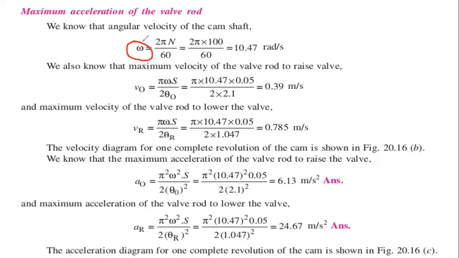So we have the formula omega is equal to 2 pi N by 60. So this is the formula, that is 2 pi N by 60. We have to substitute the N value in the formula, that is 100. We have obtained 10.47. So the obtained value is 10.47 radians per second. So by substituting all the values, we got it as 10.47 radians per second.